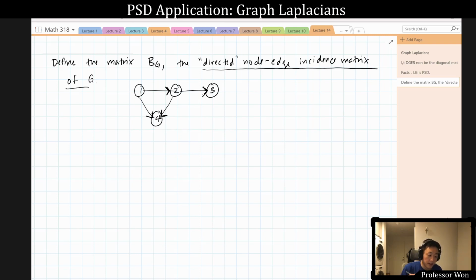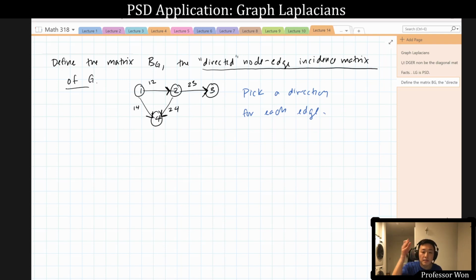Okay, so now it really makes sense to call this edge 1, 2, because it's no longer a set. It has a direction to it, so I'll list the tail first and then the head. Right, so this is 1, 4, 2, 4, 2, 3. So first pick a direction for each edge.